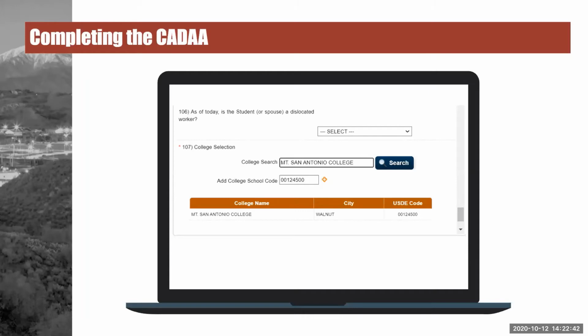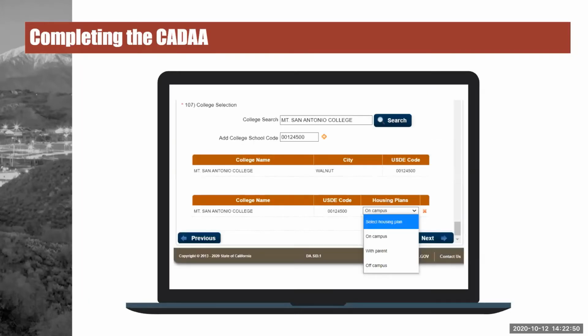As shown in our example, Mount SAC's school code is 00124500 on the California DREAM Act application. Once the school is added, you will also have to select a housing plan. The housing plan options are as follows: on campus, with parent, and off campus. Choose the housing situation that you think will most likely occur for your situation. Once you have made your selection, you will select Next.